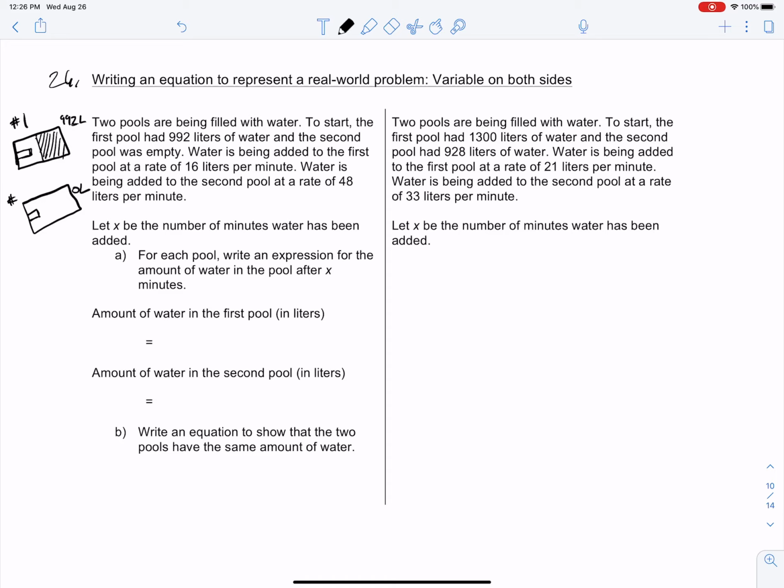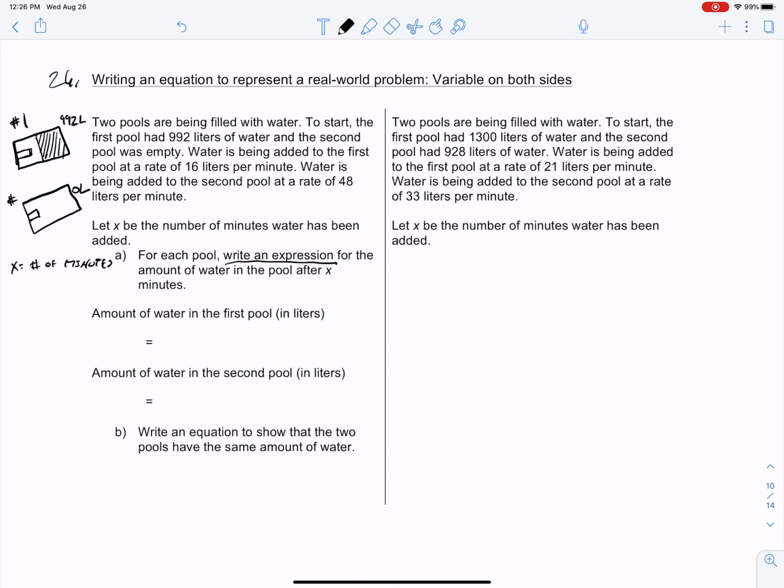So it's asking us in part A, for each pool, write an expression for the amount of water in the pool after X minutes. So X equals number of minutes. Now, what's the difference between an expression and an equation? Because this is really important for your quizzes and your exams. Basically, an equation has an equal sign, an expression does not. So we're creating an expression here.